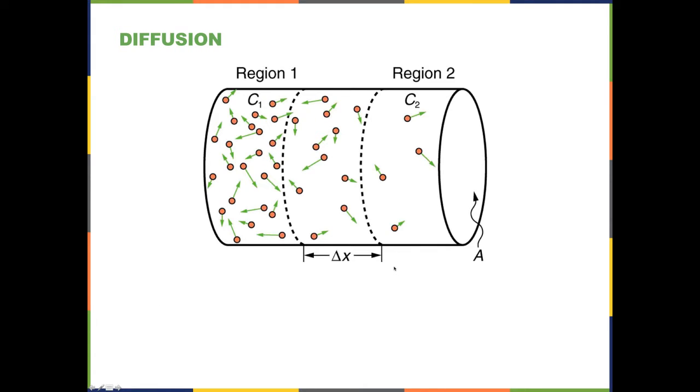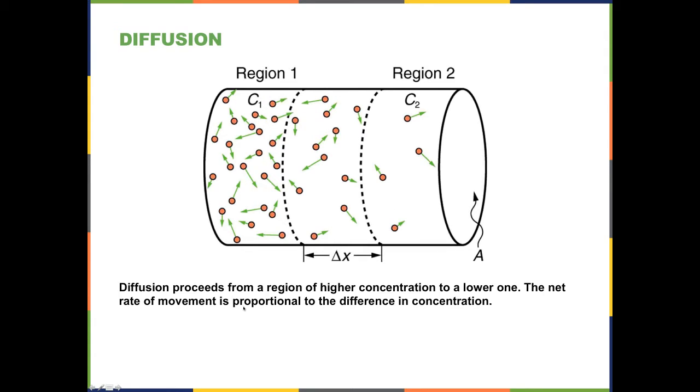Now the second concept that we want to look at is the concept of diffusion. And diffusion is the passive spread or movement of molecules from areas of high concentration to areas of low concentration. Diffusion proceeds from this area of high concentration to this area of low concentration.